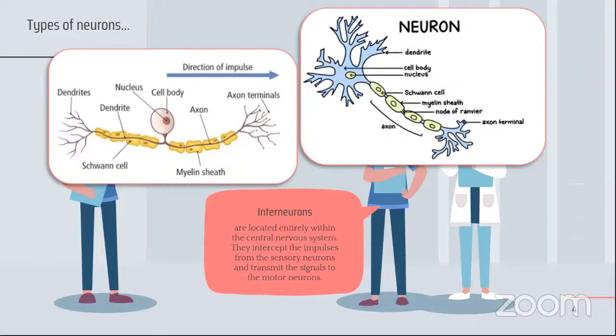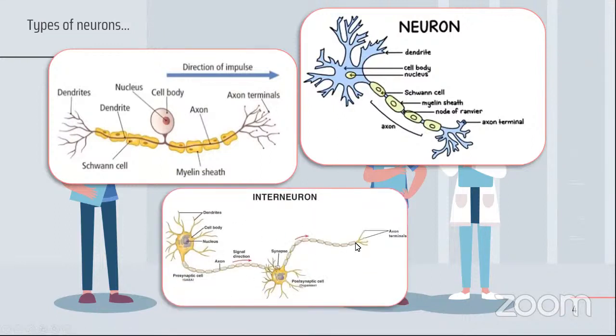What is the main difference between the two? It's the function. The motor neurons are called efferent neurons, which means they go from the central nervous system to the periphery. However, the sensory neurons are afferent, which means that they come from the peripheral receptors to the central nervous system. And as we already said, in between those two neurons, we have what we call interneurons. They are located entirely within the central nervous system. They intercept the impulse from the sensory neurons and transmit these signals to the motor neurons, as you see in this diagram.